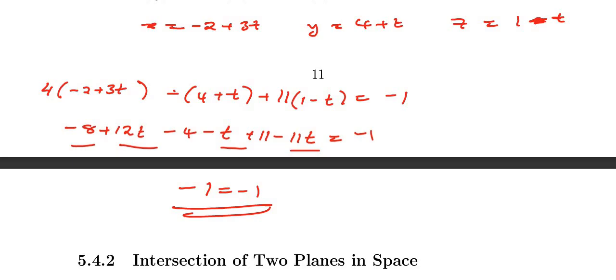Yeah, to say this is going to be true for every value of t that you choose. The left is always going to be the right. So they do intersect at many points. Yeah, that's how we write this guy.